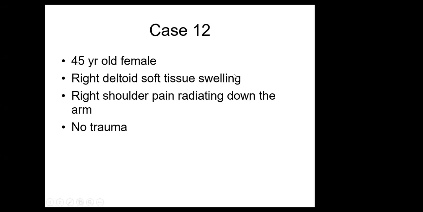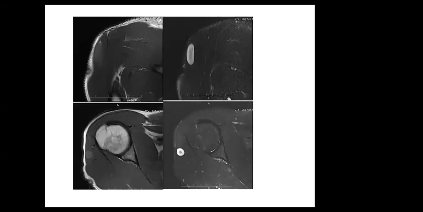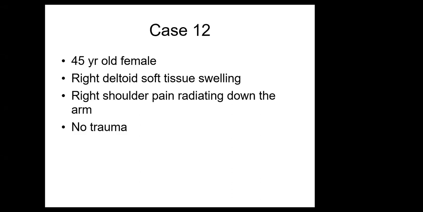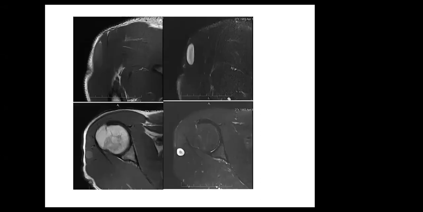We have 5 minutes starting now. Next, go ahead, read the history and then do the description. Okay, you finished with the history? Yes, 45 years female with right deltoid soft tissue swelling and shoulder pain, radiated to the arm with no history of trauma. Okay.